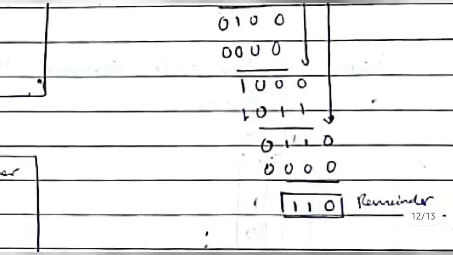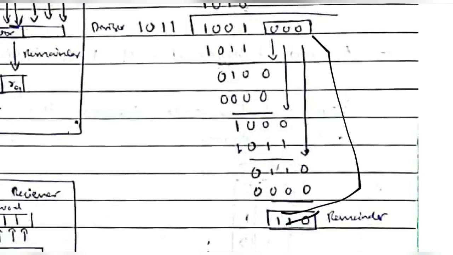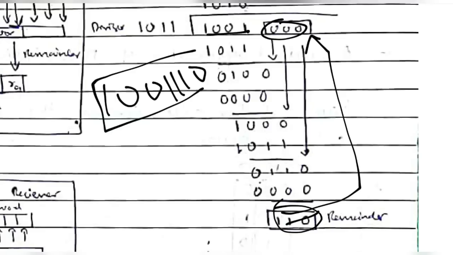After getting the remainder we'll be adding this remainder to the dividend. So what will be the code? 1001, this same code, then after adding the remainder we'll get 110. This is the code which will be sent.